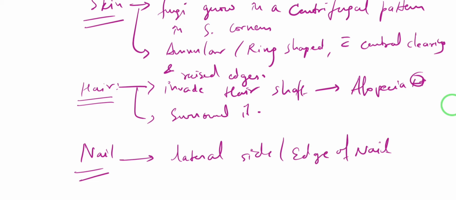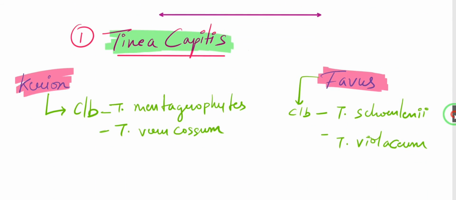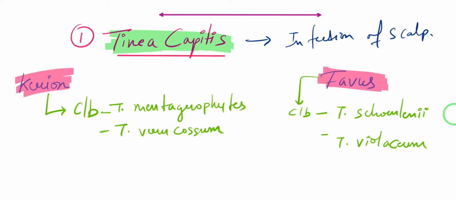Now that we are done with the pathogenesis and the basic intro, let's see the types of dermatophytosis that we normally see. First is tinea capitis, which is nothing but infection of the scalp. Tinea capitis is again of four types: kerion, favus, ectothrix and endothrix. Kerion is caused by Trichophyton mentagrophytes and Trichophyton verrucosum.